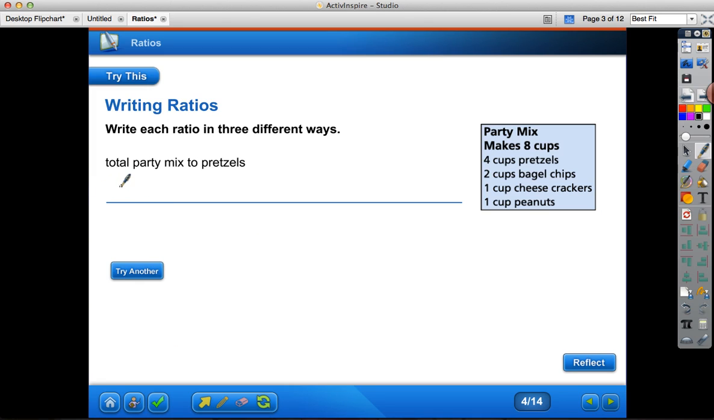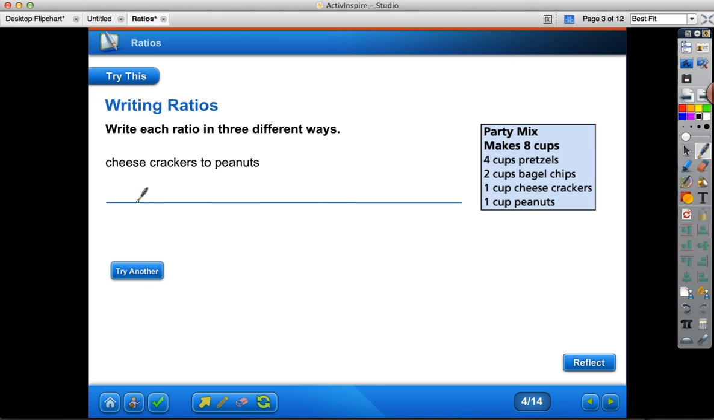All right, so the total number of cups for party mix is 8 to 4 cups of pretzels, 8 to 4, and 8 to 4. Now, we did this example before, but before we did the amount of pretzels to the total amount of party mix. And yes, it does make a difference that the order is in a different order.